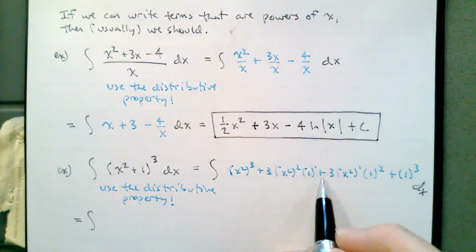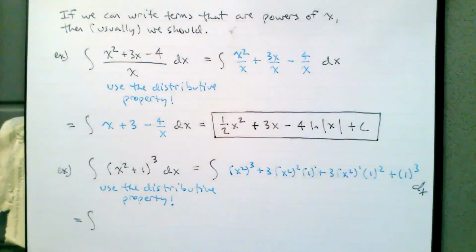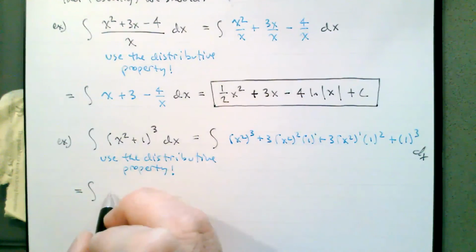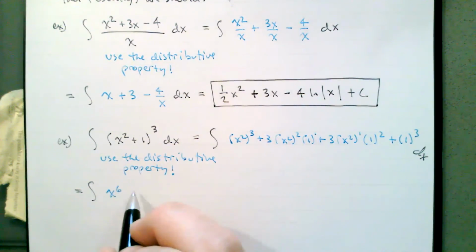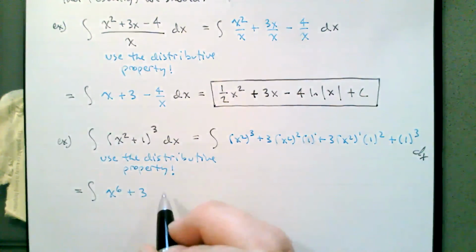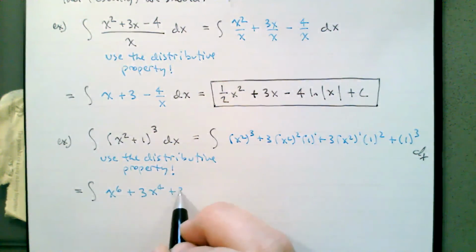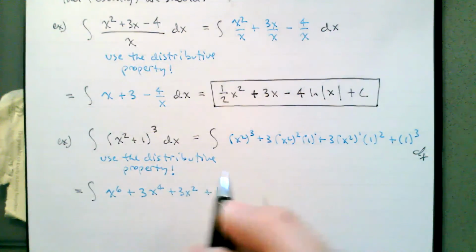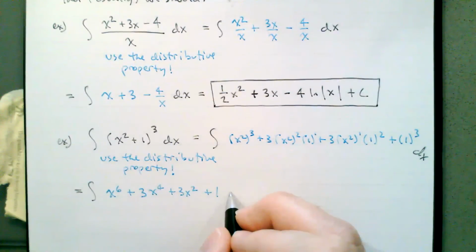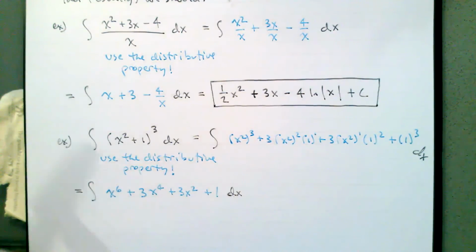So 3, 2, 1, 1, 2, 3. Okay. So we got the integral of x to the sixth plus 3 times x to the fourth plus 3 times x squared plus 1. So to get the third power of x squared plus 1, I just use the binomial expansion in Pascal's triangle.